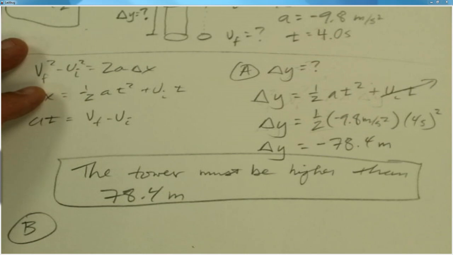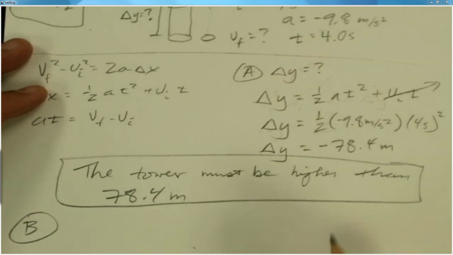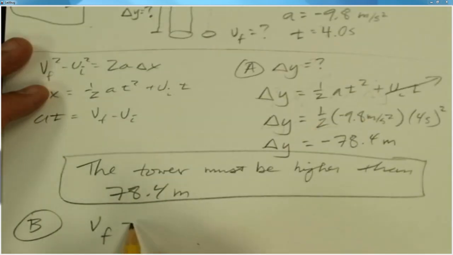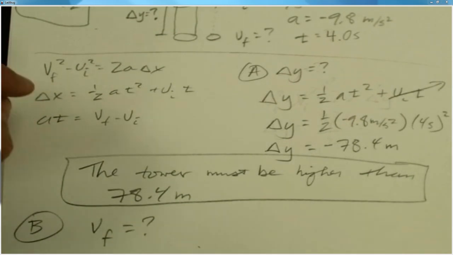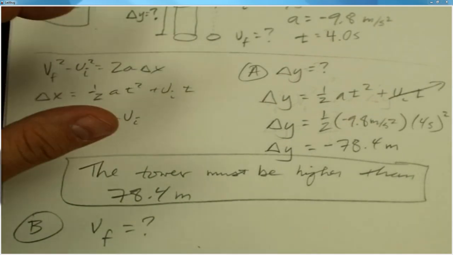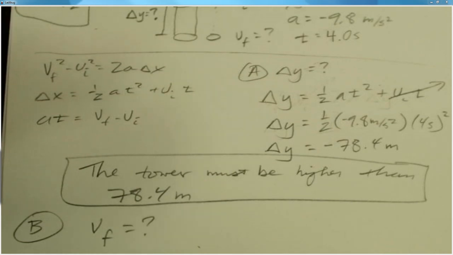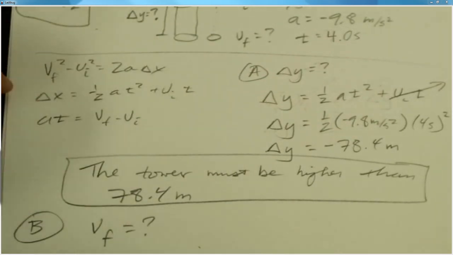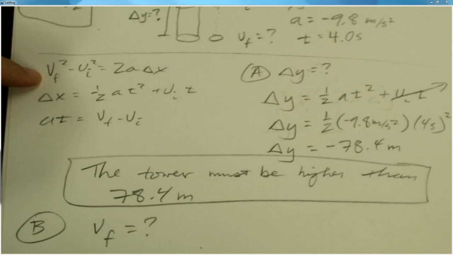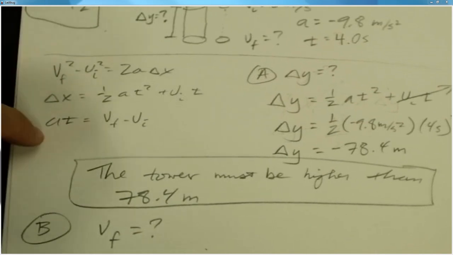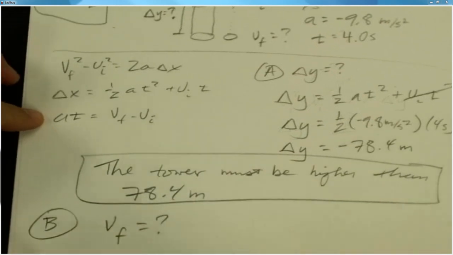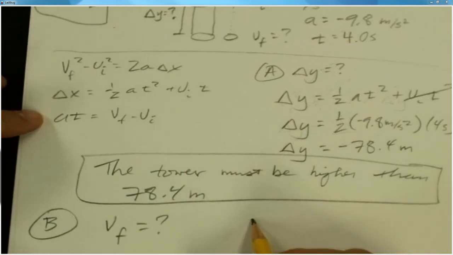Part B says, what is the bearing's impact velocity? So that's the final velocity. Now I know 4 of my 5 kinematic variables. I'm looking for vf. I don't know x, so I probably don't want this one. Let's do this one because I know all this stuff.